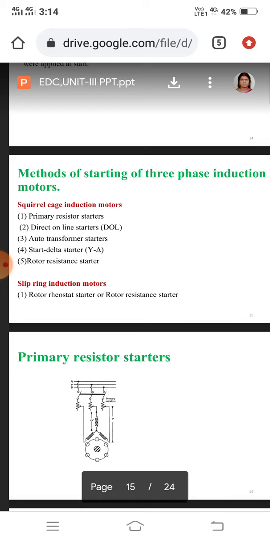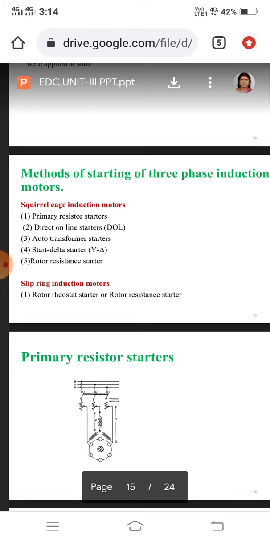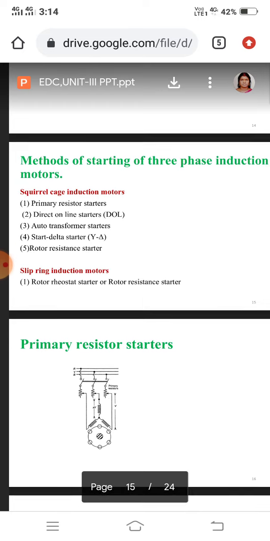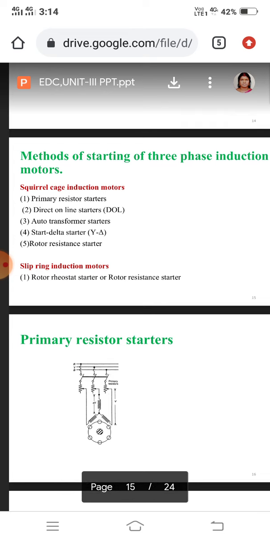Next, slip ring induction motor. A slip ring induction motor has only one classification, that is rotor rheostat starter or rotor resistance starter. Come, let's go with the squirrel cage induction motor primary resistor starter.